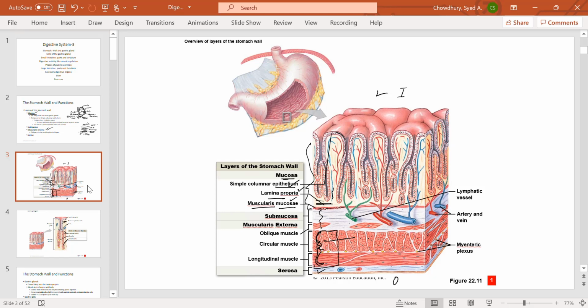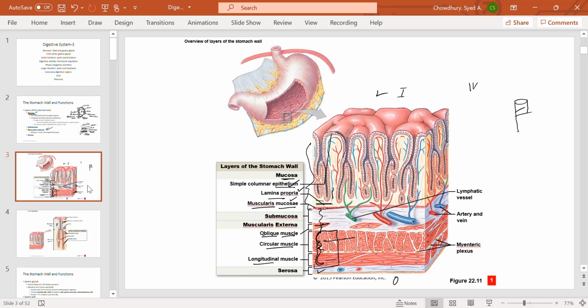And the muscularis externa of the stomach wall has three arrangements of smooth muscle fibers. Okay, the innermost smooth muscle fibers are oblique, the middle fibers are circular, and the outermost fibers are longitudinal. So let me just tell you how those fibers are in the stomach.